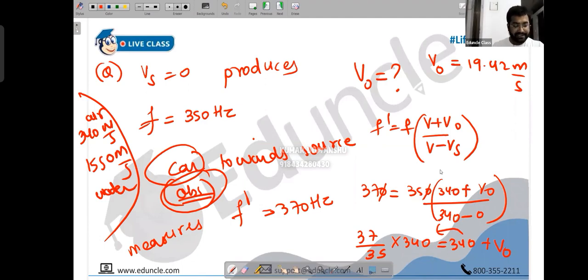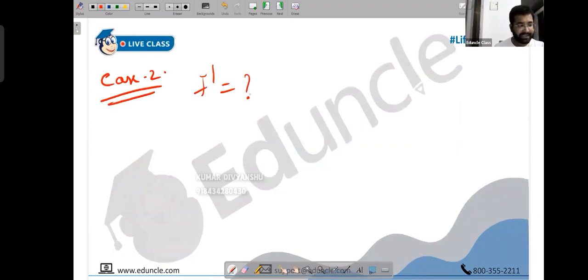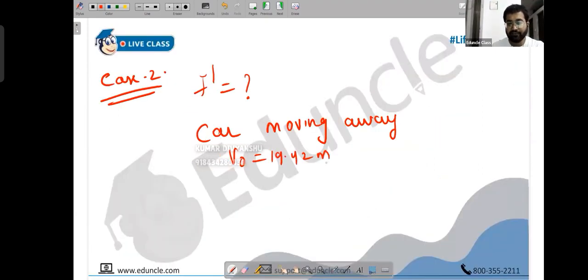Next. Now the same question is continued. What will be the frequency of sound as measured by the observer in the second case? So F dash in the second case they are asking. If the car moves away with the same speed, which you found out in the first case, 19.42, what is the frequency?